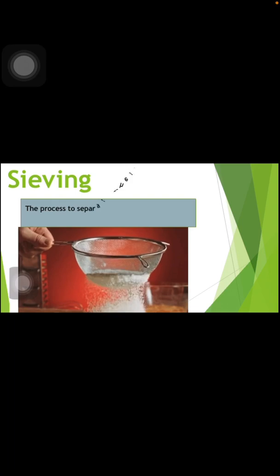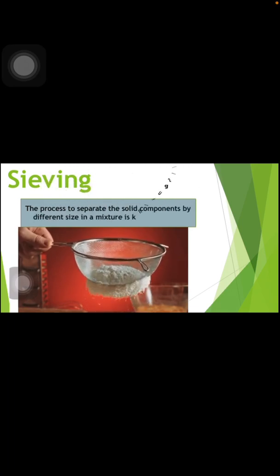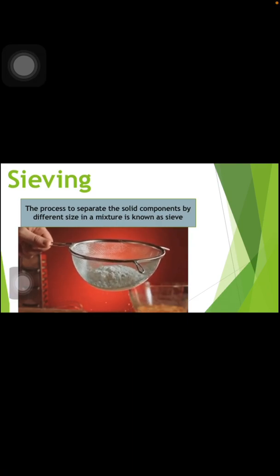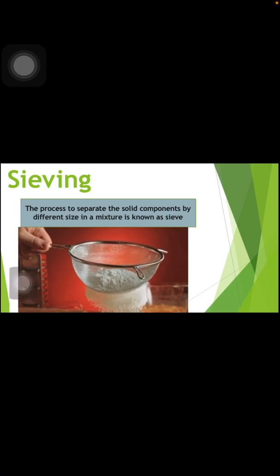What is sieving? The process to separate the solid components of different sizes in a mixture is known as sieving. Just like you can see in the picture, they shake their hands and take out the flour, and some solid particles will remain in that sieve. Okay, students? Sedimentation, decantation, and filtration.